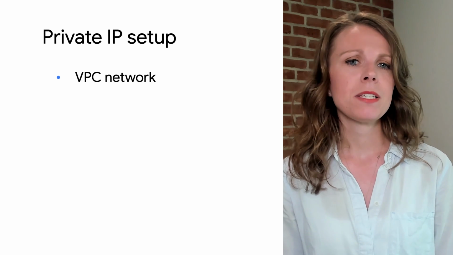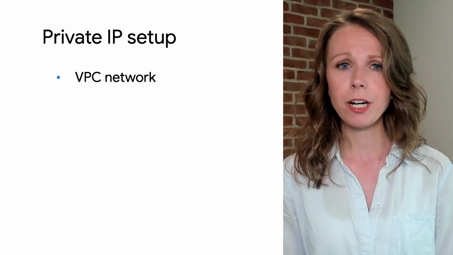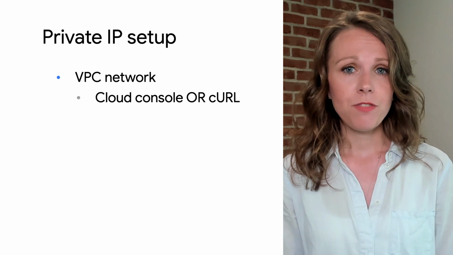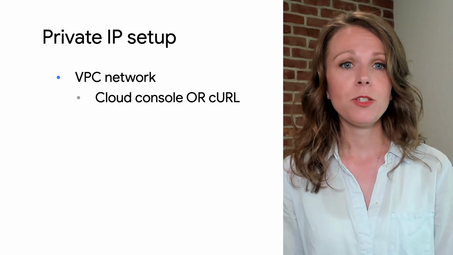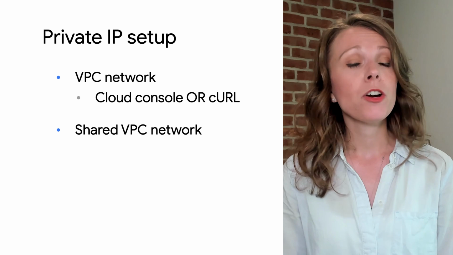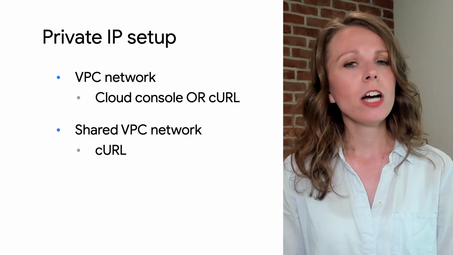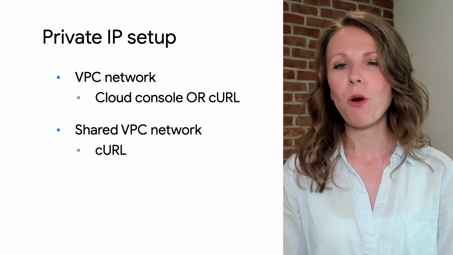Cloud Data Fusion private IP has different setup steps depending on whether you are using a standard VPC or a shared VPC network. If you're using a standard VPC, you can create the instance using either the Cloud Console or a curl command. However, if you are using a shared VPC, you must use a curl command. Check out the documentation that's linked in the description for more information.